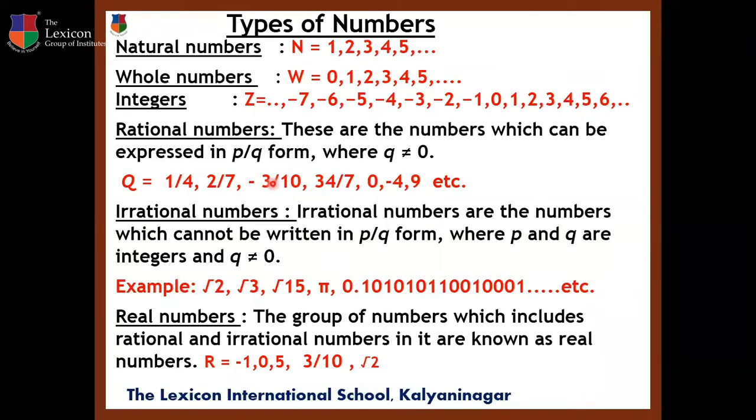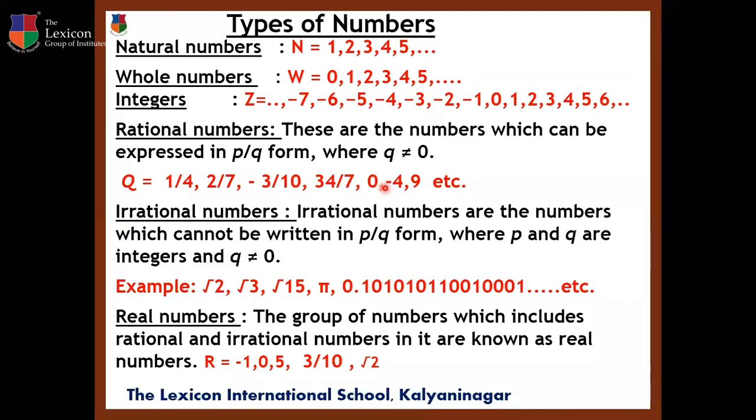So this fraction, now let us see the example here. 1 upon 4, 2 upon 7 are fractions, and minus 3 upon 10, 34 upon 7, 0, minus 4, 9, everything will be included in rational numbers. And you have learned last year this definition for that: the numbers which can be expressed in the form of p upon q, otherwise a fraction form. Every number you have learned till now is applicable here, because we can represent all those numbers in p by q form.